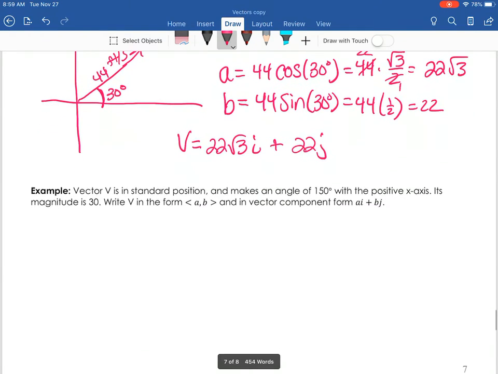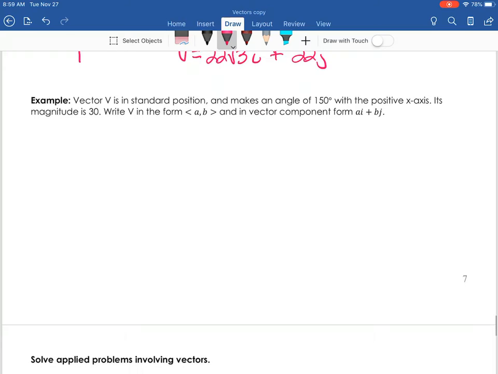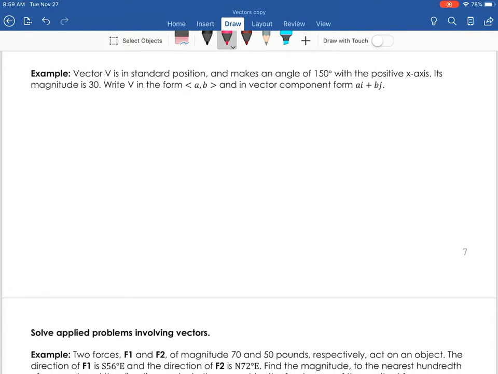All right, this next example here is a good one to look at, specifically because everything that we've done so far has been in the first quadrant. We haven't really done much with any of the other quadrants. So it says a vector v is in standard position and makes an angle of 150 with the positive x-axis. So 150 means I'm going to swing open this way. So this is vector v.